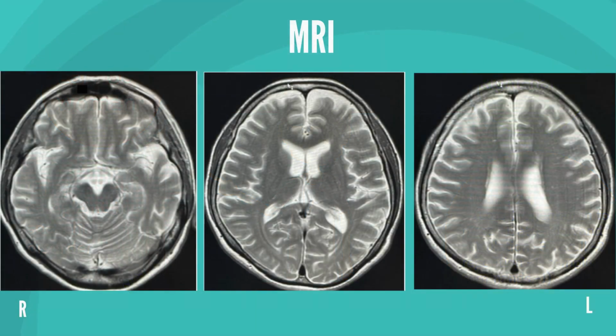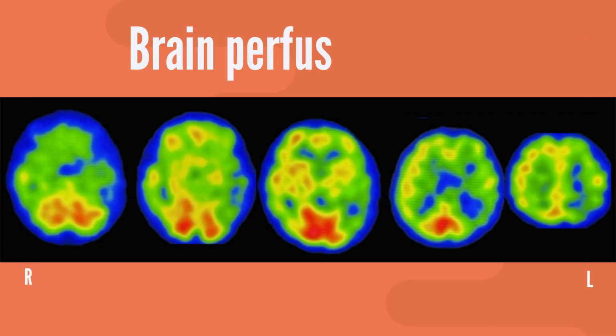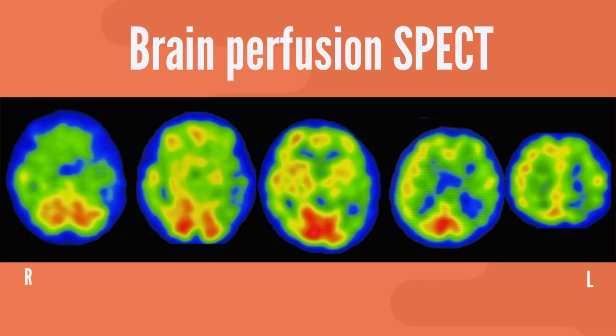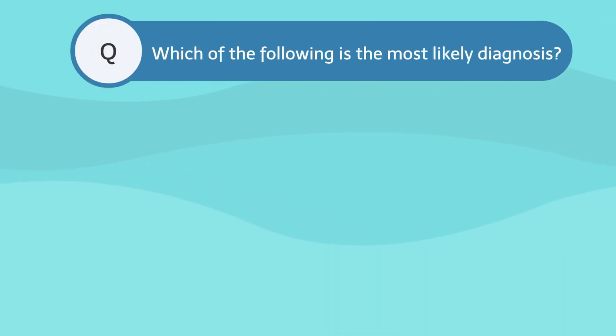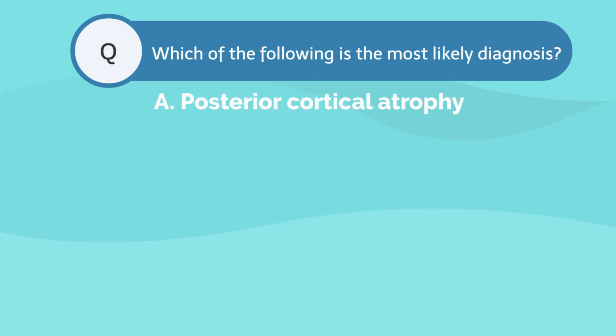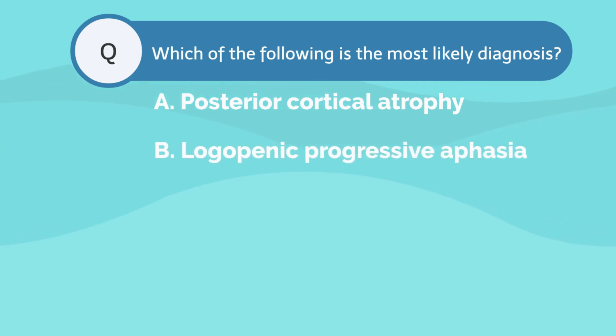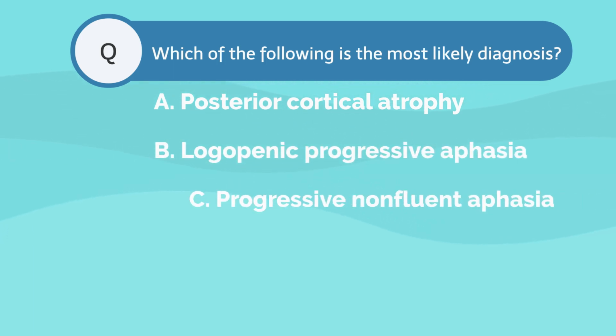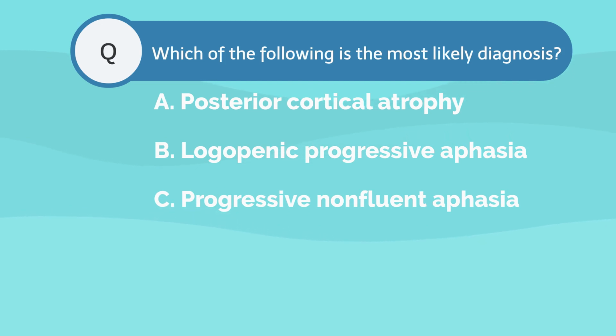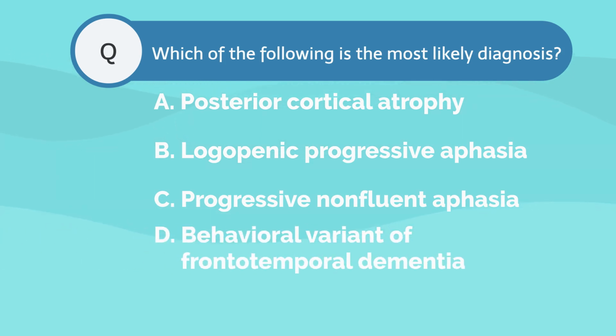T2 weighted MRI image. Please observe carefully. This is brain perfusion SPECT. There is a clear decrease in perfusion. Which of the following is the most likely diagnosis? A. Posterior cortical atrophy, B. Logopenic progressive aphasia, C. Progressive non-fluent aphasia, D. Behavioral variant of frontotemporal dementia, E. Semantic dementia.